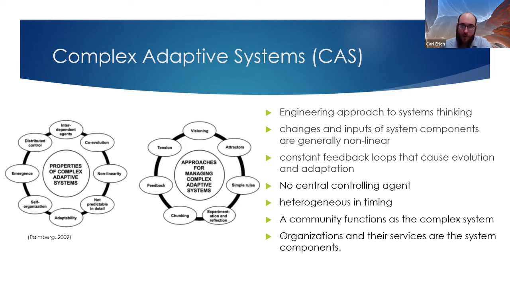Furthermore, we'd like to highlight how this works in a community. The community functions as the complex system, whereas the organizations and services are the actual system components, and an individual is traveling between those components through processes, which creates a kind of flow chart. You can actually develop a flow chart from that, which we highly recommend.